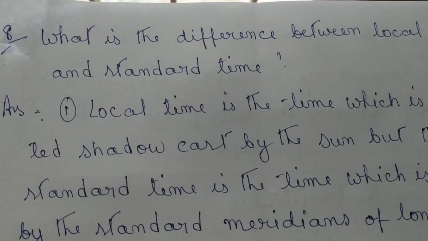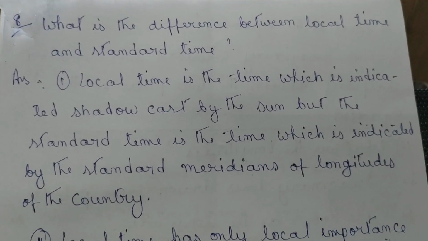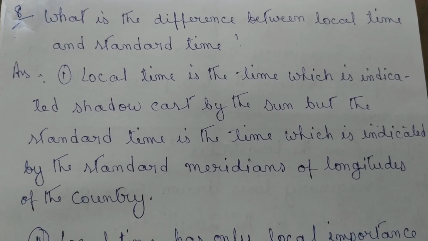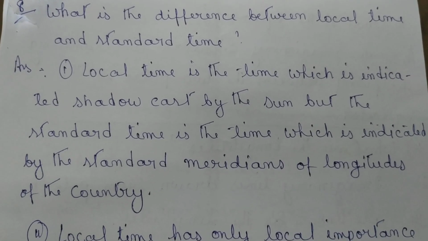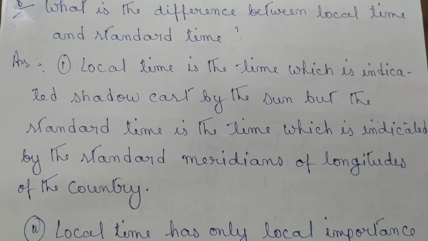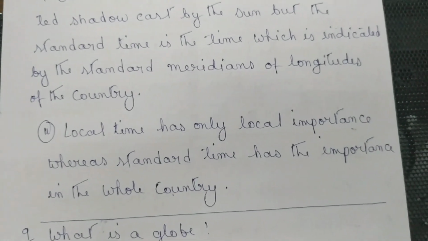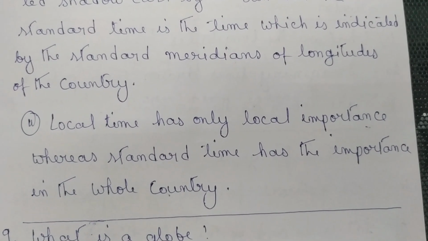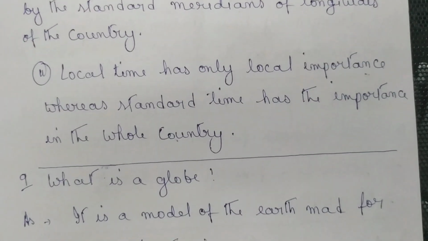What is the difference between local time and standard time? Local time is the time which is indicated by the shadow cast by the sun, but standard time is the time which is indicated by the standard meridians of longitude of the countries. Local time has only local importance, whereas standard time has importance in the whole country.